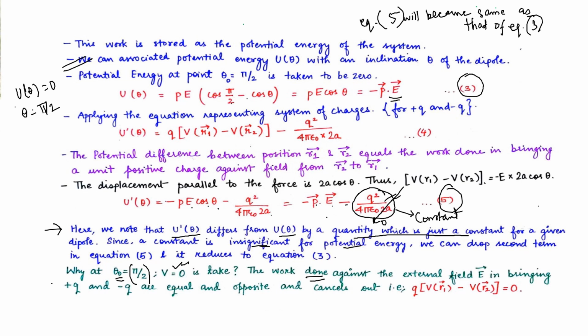The work done against the external field E in bringing plus q and minus q is equal and opposite. We need to do the same work because both are the same in magnitude, but the polarity changes. At pi by 2, this value gets cancelled out. q times (V1 minus V2) will give us 0. So the potential and the work done here will be 0 at theta equals pi by 2.